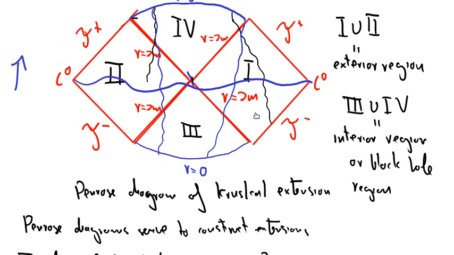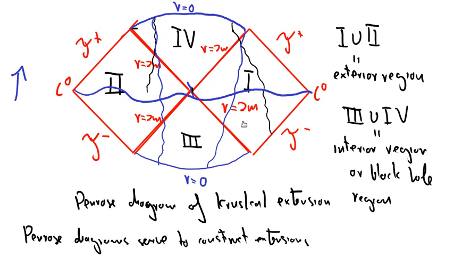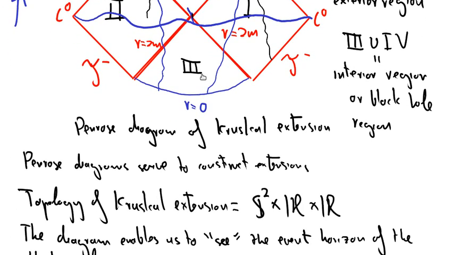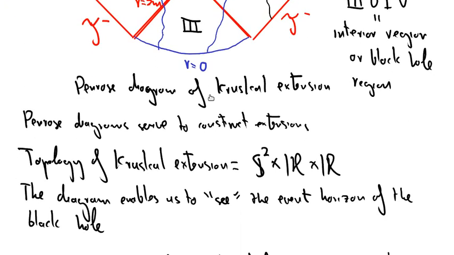Also, I would like to comment on a special point, which is this central point, the point in which the hypersurfaces representing the event horizon intersect. Since this is a point of the diagram, it has the topology of S2, of the sphere. This point is called the bifurcation sphere.